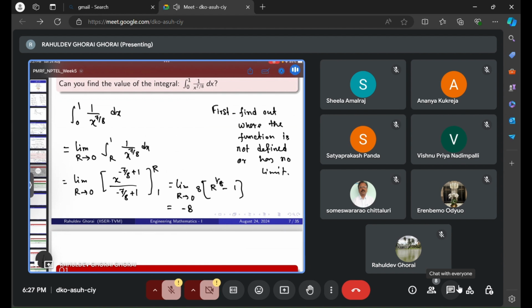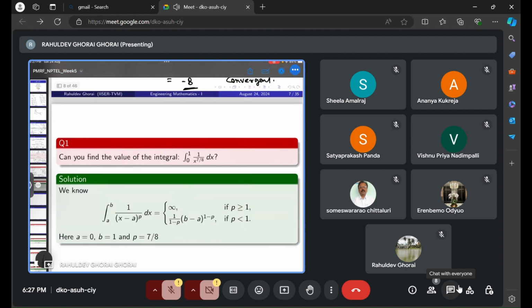So it's a finite value. So you see the value of the integral from 0 to 1 of 1 over x to the power 7 over 8 is a finite value, and it is convergent. So when you have a finite value, you say that it's convergent, and the integral from 0 to 1 of 1 over x to the power 7 over 8 you can find out like this.